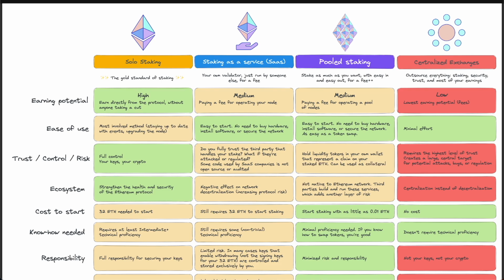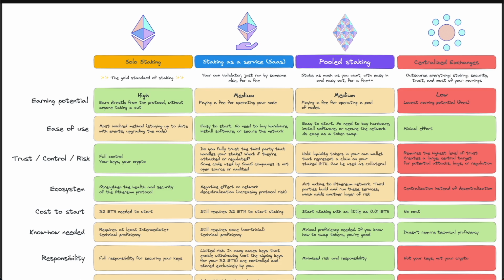The second option is staking as a service. So you still have your own validator, it's just run by someone else. You don't run it yourself, you outsource it to a third party. And they in turn are taking a cut for running your node for you. The third option is pooled staking, when you put your funds into a pool and earn as part of that pool and get part of those rewards minus the fees. And the fourth option is to earn staking rewards on centralized exchanges.